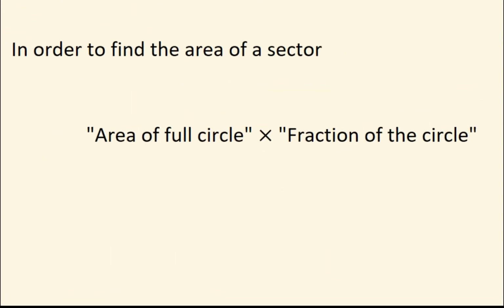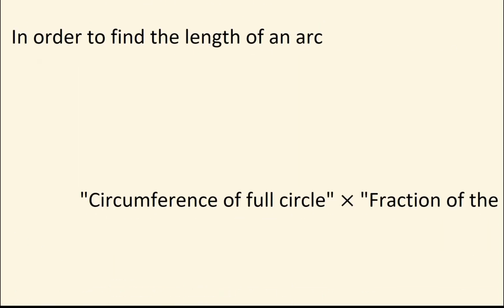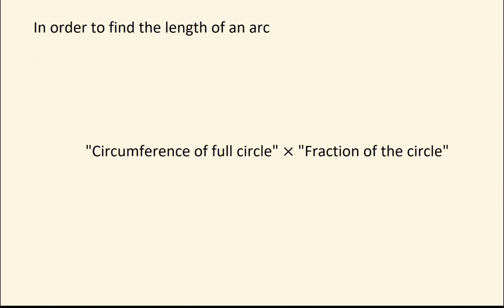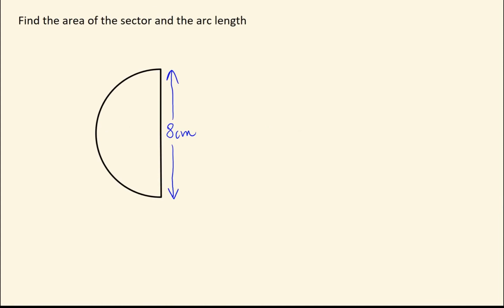So the main questions are for areas of sectors. That's basically part of a circle. What you would do, you'd first work out the area of a full circle, as if it was a full circle, and then you would times by what fraction of the circle you have. In order to find the length of an arc, you would do the exact same. You would do the circumference for a full circle, and you would then again times by what fraction of the circle you do have. Let's first go through a few examples of that.